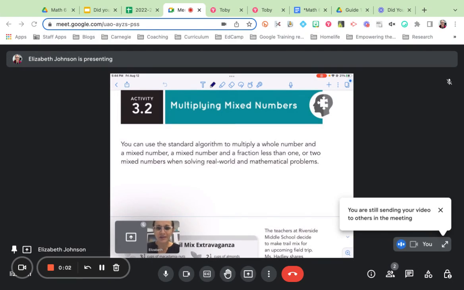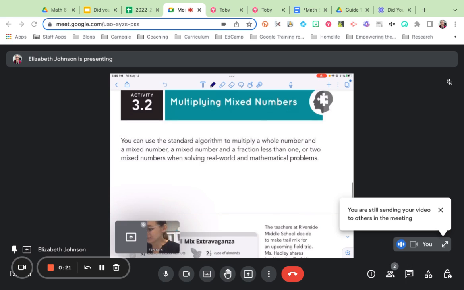When we last talked, we were exploring how to use an algorithm to multiply mixed numbers, and we had just started to talk about that. You can use the standard algorithm to multiply a whole number and a mixed number, a fraction less than one, or two mixed numbers. And that's what we're going to be focusing on in this part of the lesson.